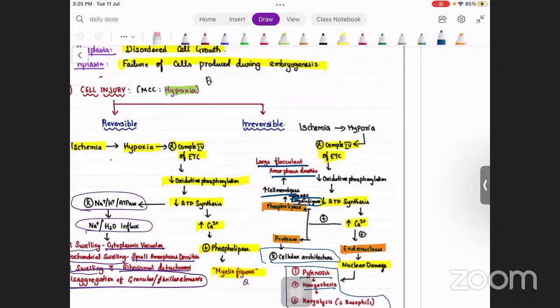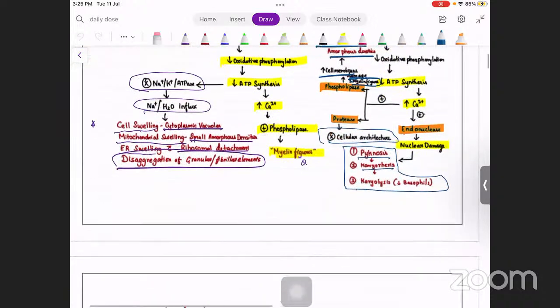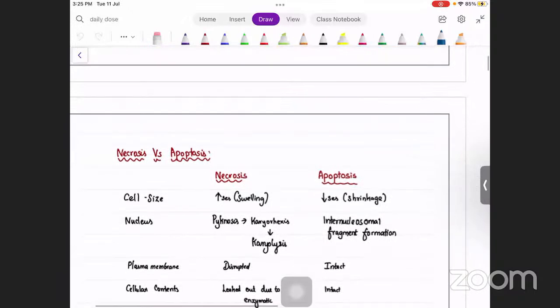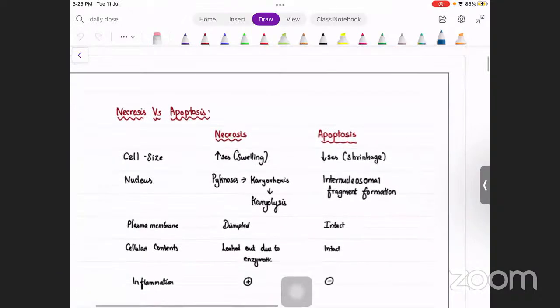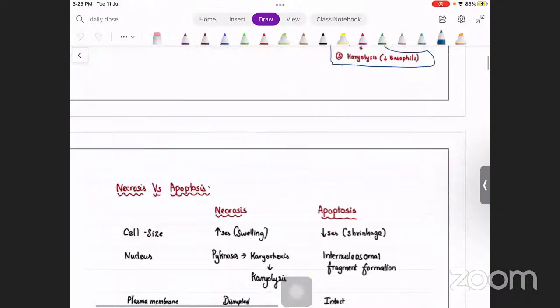And endonuclease, here comes the important part. Pycnosis, karyorrhexis, karyolysis. Pycnosis, karyorrhexis, and karyolysis. This is the important one you have to remember, people. Okay, in terms of your reversible and irreversible cell injury.